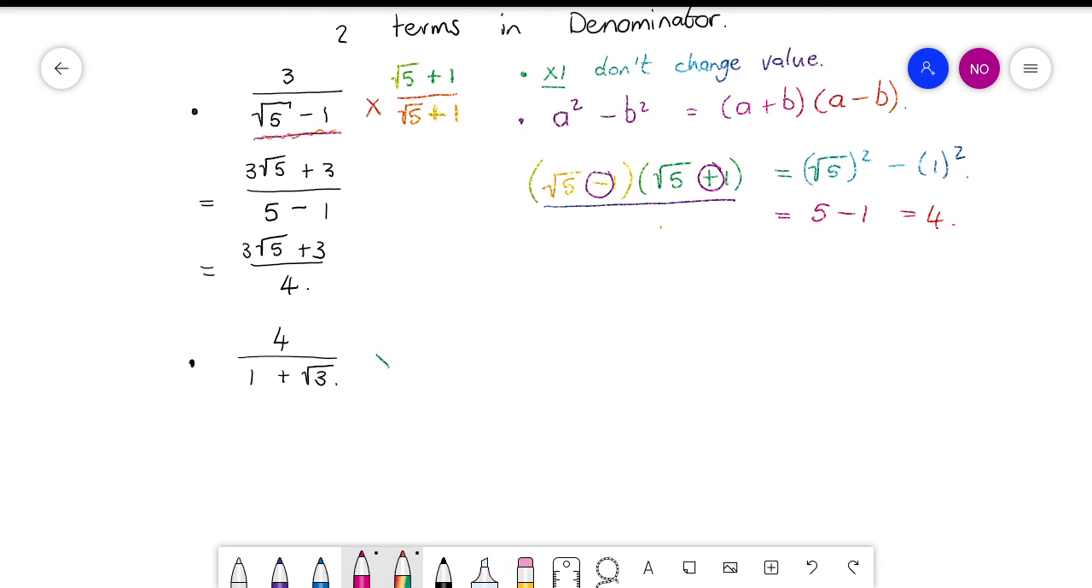Weet iemand al waarmee ek gaan vermenigvuldig? Who wants to take a wild guess? Good. I'm going to multiply by, it's going to look exactly the same, except I'm going to change the sign. And remember, you do that top and bottom. Nee, want jy wil maal met 1.